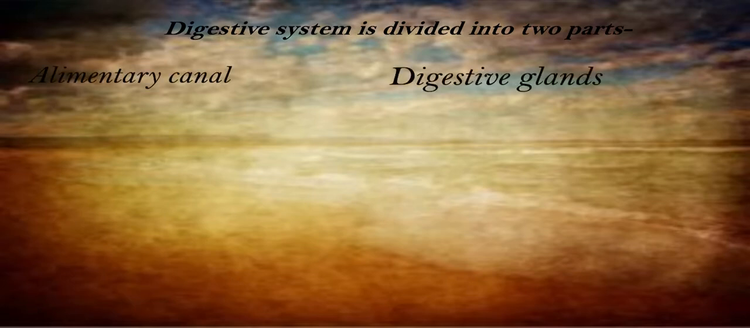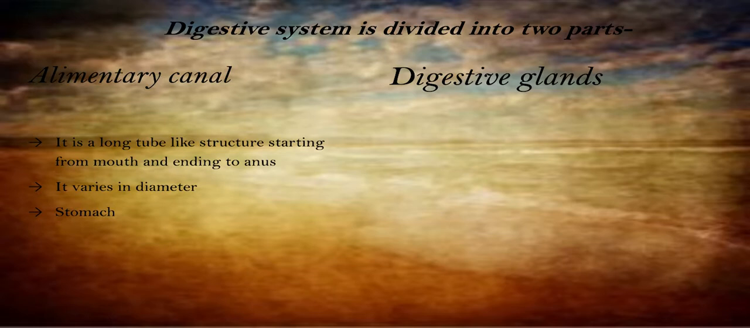The system is basically divided into two parts. The first one is the alimentary canal and the second one is the digestive gland. The alimentary canal is a long tube-like structure starting from the mouth and ending at the anus. It varies in diameter. It doesn't have the same shape, size or diameter throughout our whole body. The stomach is also in the alimentary canal. In the digestive glands, the salivary gland, liver and pancreas come.